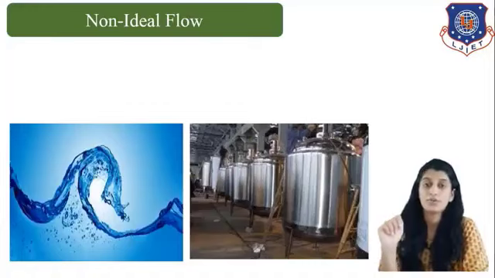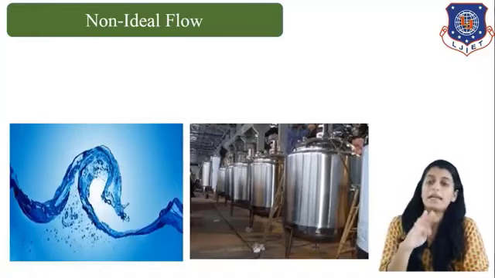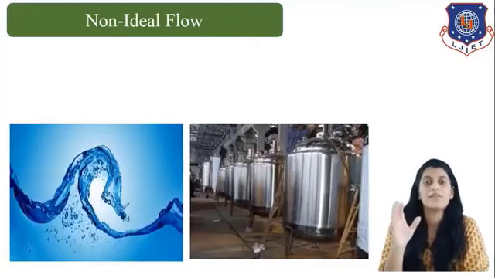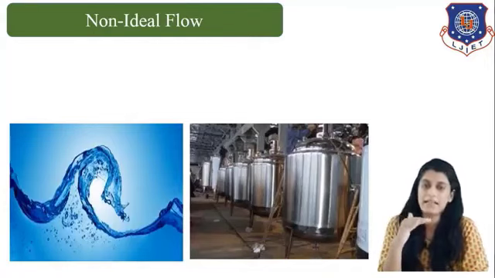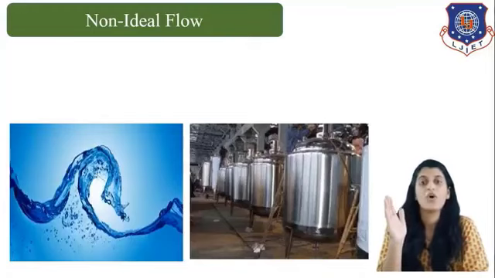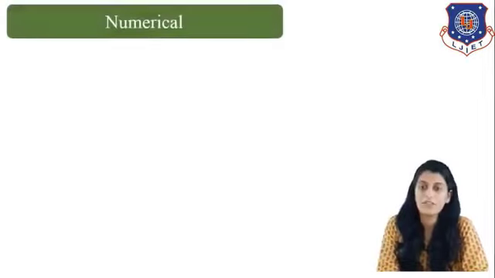We have also seen the relationship between C curve and E curve. The C curve is the concentration of tracer at the exit of your reactor, and we plot a graph between C and time. From that graph we have determined the values of E and plotted the E curve using those E points. So in today's session we will start with a numerical.